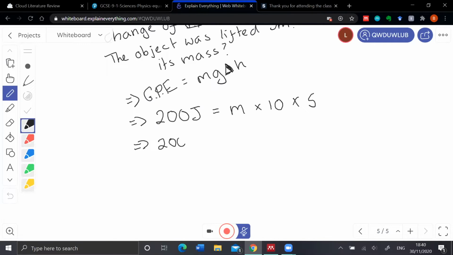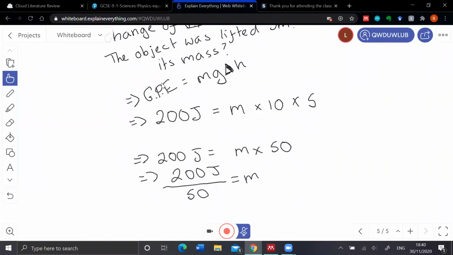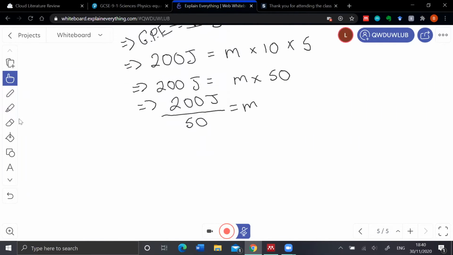So 200. M times 10 times 5 is 50. So we've got more than three variables, but it's kind of going down to the same thing. Okay, divide both sides by 50 to get M on its own.